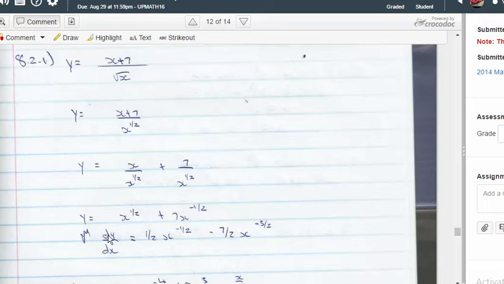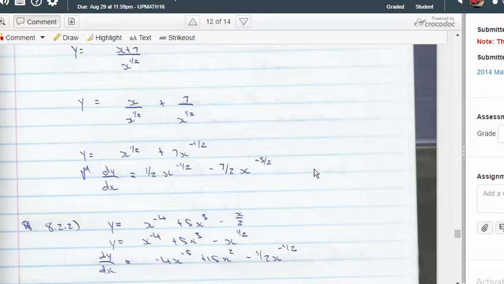Then the moment we find the derivative, this is a half x to the power of negative a half minus, we just multiply the exponent with the coefficient in front, and then subtract 1. And this is exactly what we get.